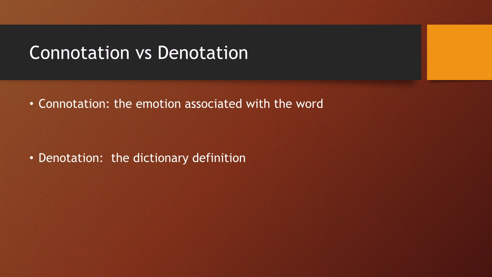Here are our definitions for connotation and denotation. Our connotation is the emotion associated with the word. Our denotation is the dictionary definition. To keep the two terms straight, it's important to remember denotation starts with a D, so does dictionary. Pause to copy your definitions.